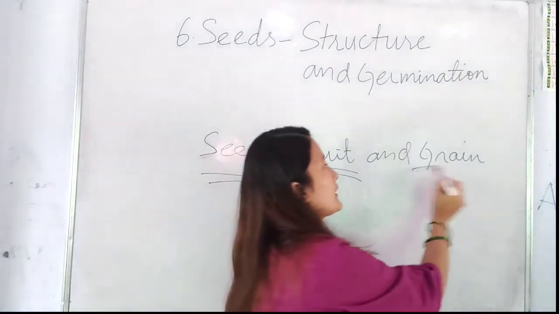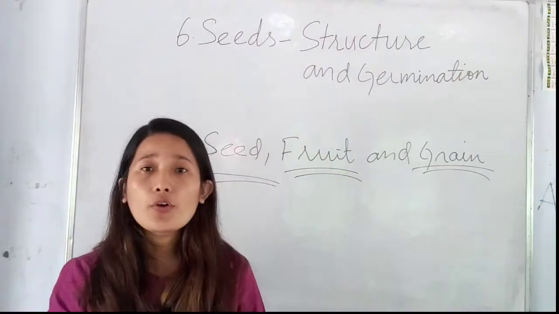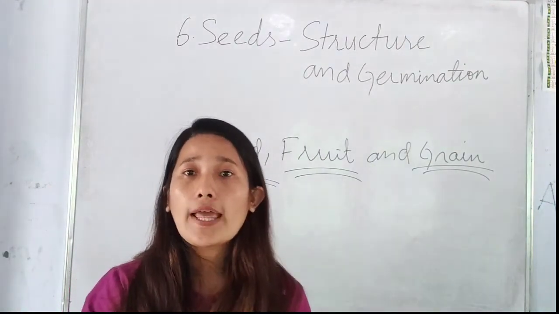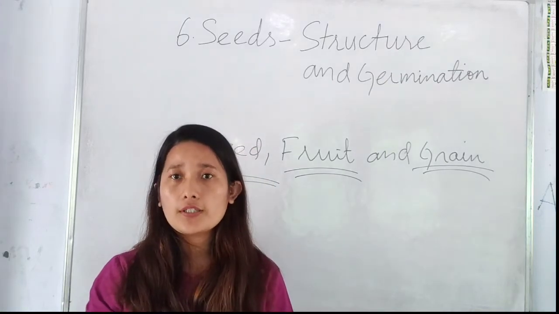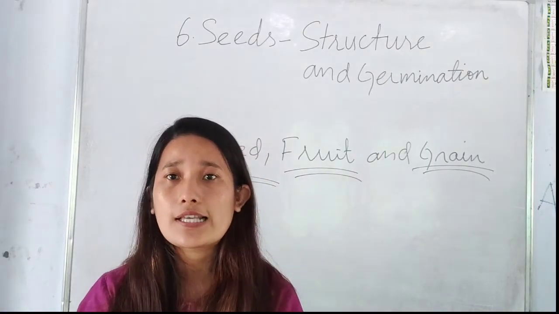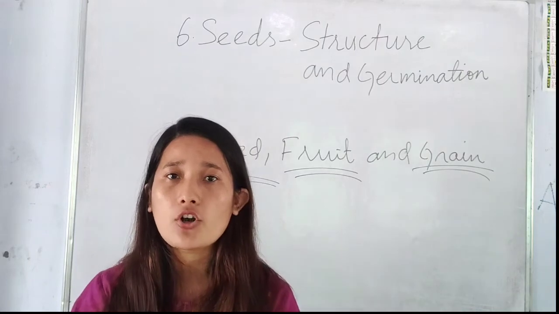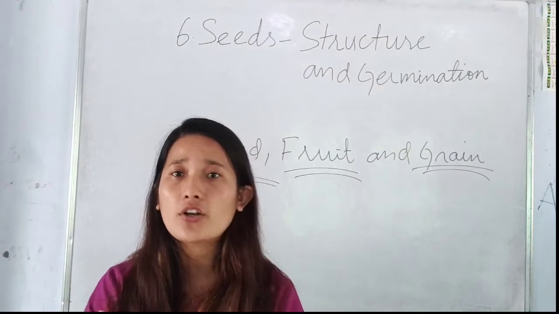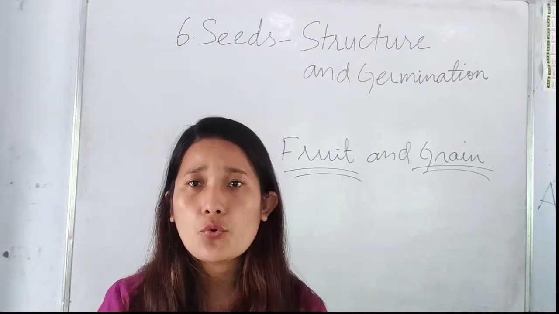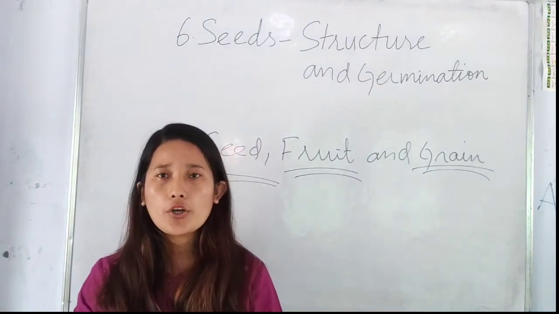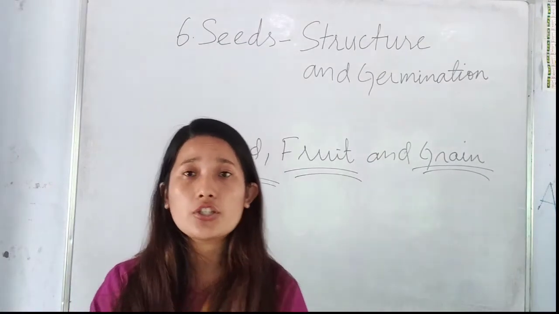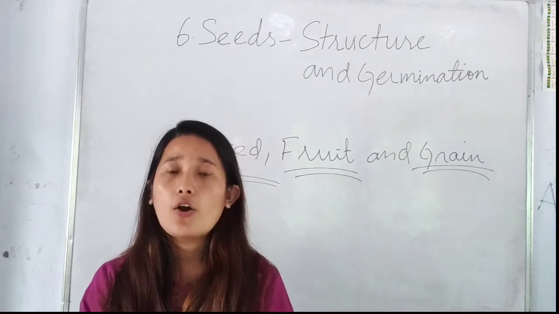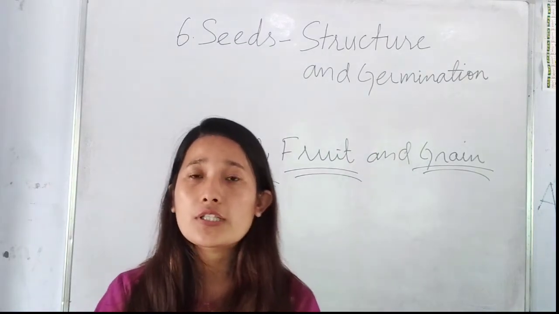Another term, grain. Now what is grain? Grain is also a fruit, but here the fruit wall and the seed coat are fused together and form a single layer. Examples of grain are maize and wheat. We cannot distinguish between the fruit wall and the seed coat, as they are fused together. So that's all about these three terminologies. I hope you could differentiate between all three. Now we will be discussing more about seed.